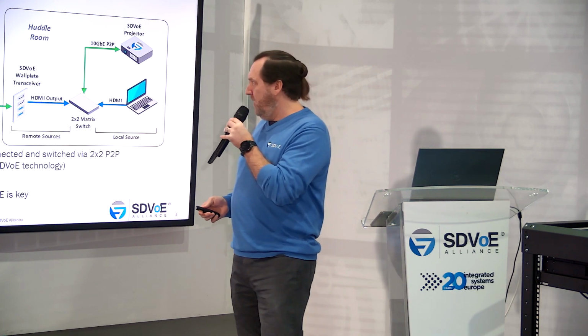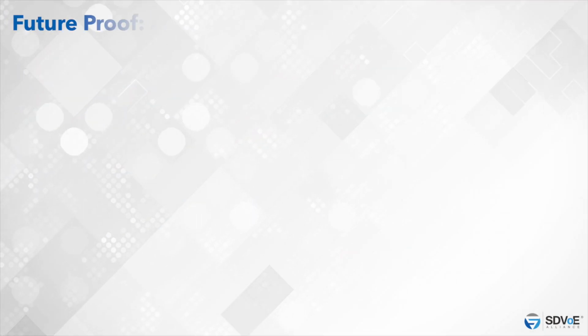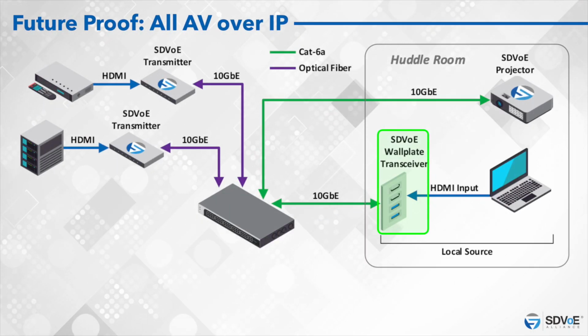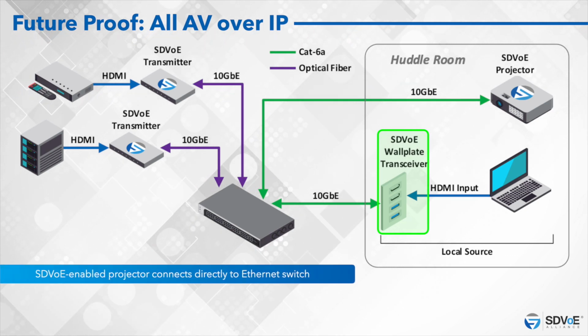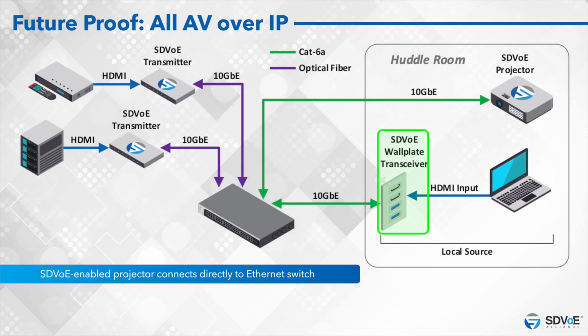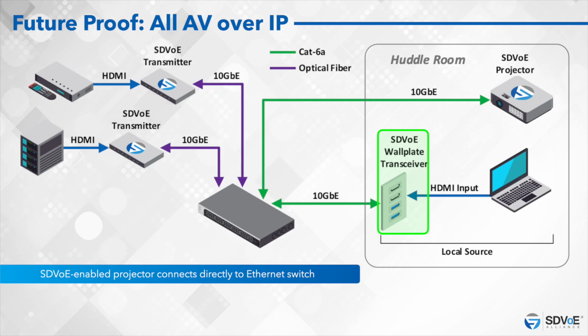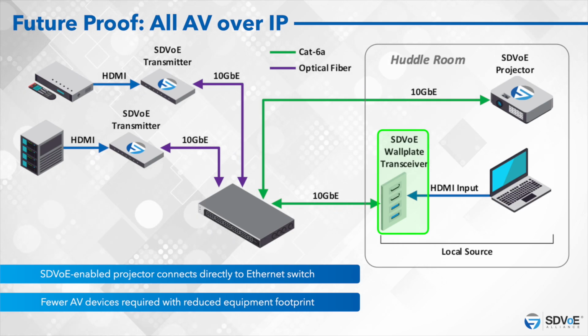And what this means is, in the future, if things change and you want to change this huddle room and the way it all works together, we can simplify it dramatically because we're using a transceiver wall plate. We use the HDMI input. The local sources go via the SDVoE network. The projector is now connected into the network, so you still have the same functionality within the room. You can view AV sources that are remote, plus local ones, on this projector, but you've really reduced the hardware footprint of the huddle room.